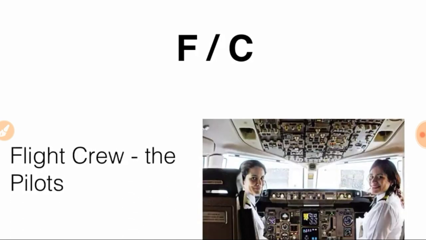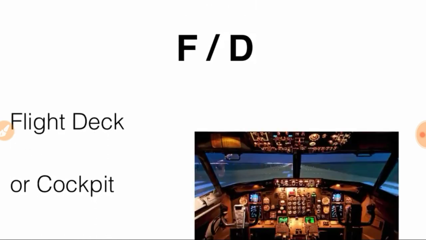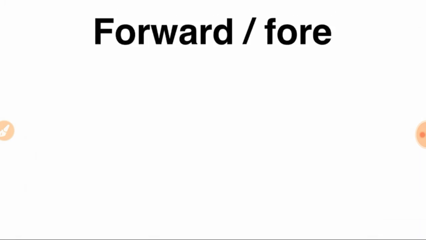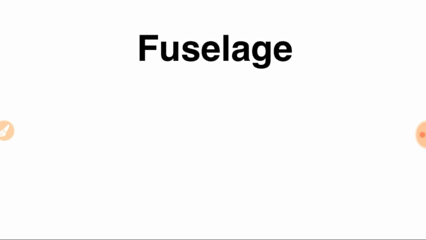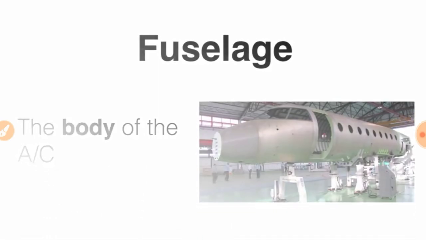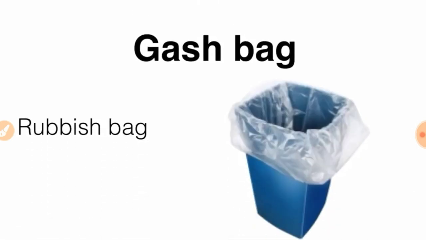FC. Flight crew, or the pilots. FD. Flight deck or cockpit. FO. First officer. Forward or fore. The front of the aircraft. Fuselage. The body of the aircraft. Dash bag. Rubbish bag.